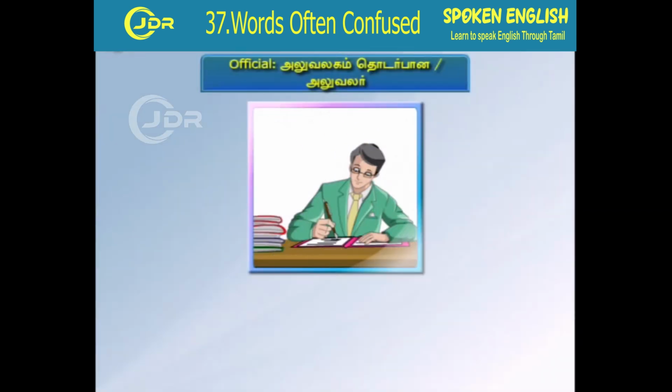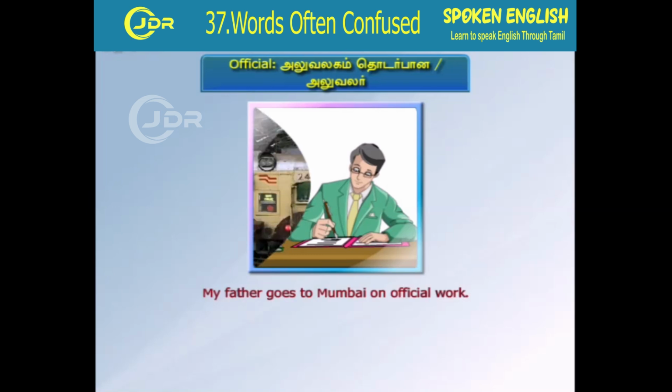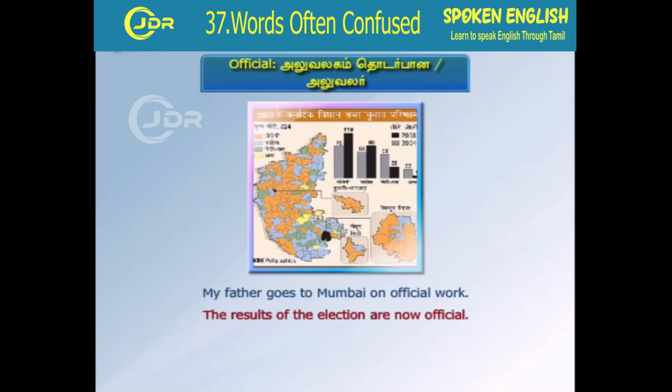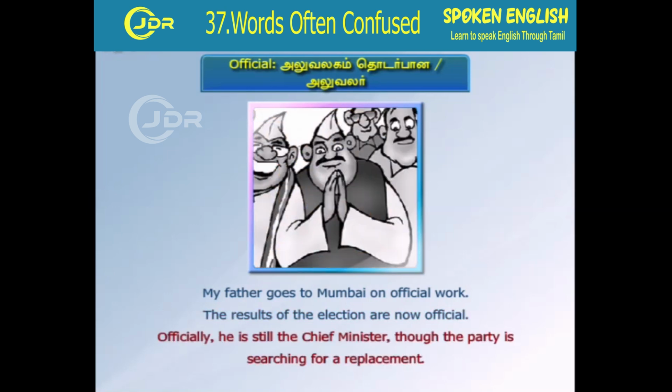Official, அலுவலகம் தொடர்பான, அலுவலர். My father goes to Mumbai on official work. The results of the election are now official. Officially, he is still the chief minister, though the party is searching for a replacement.